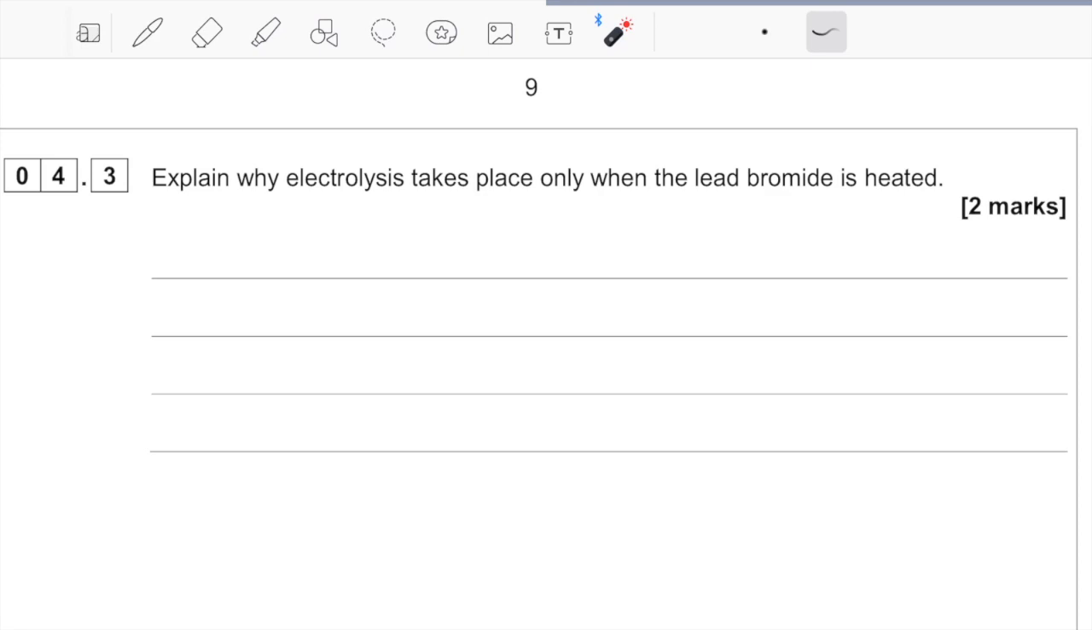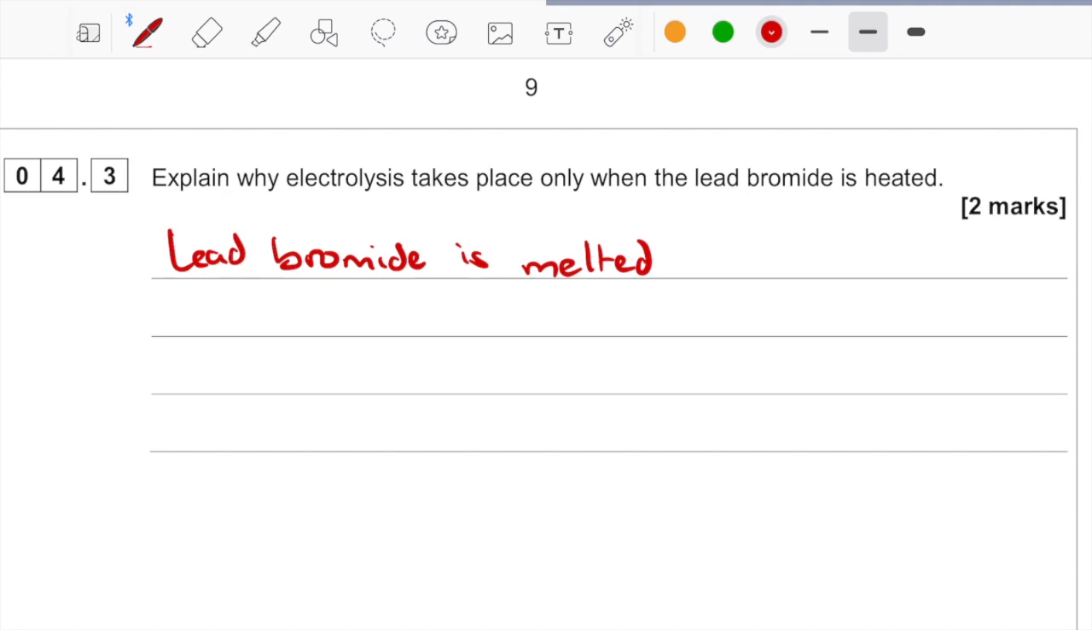Still how you would have thought about a year 7 particle model. So explain why when it's heated. You've got to make it clear that it melts. So lead bromide is melted so that the ions are free to move. It's 2 marks.